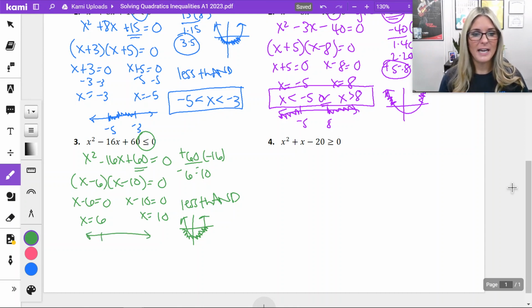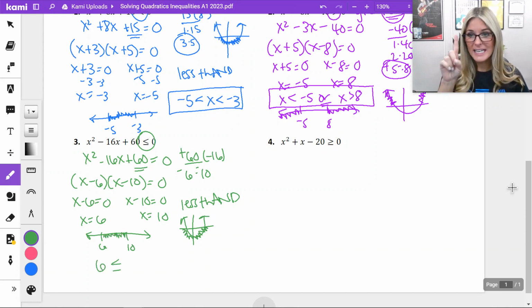On our number line, we have a 6 and we have a 10. It should be shaded right in between. So let's write 6 is less than or equal. That was our original inequality symbol. X less than or equal to 10.